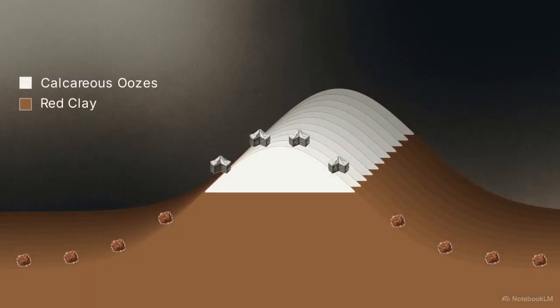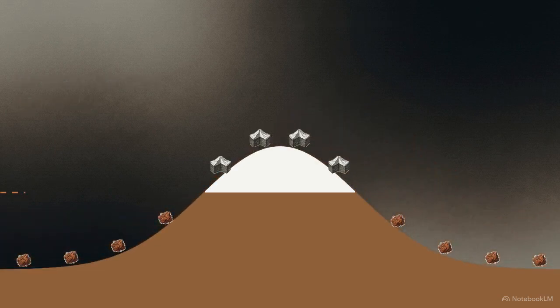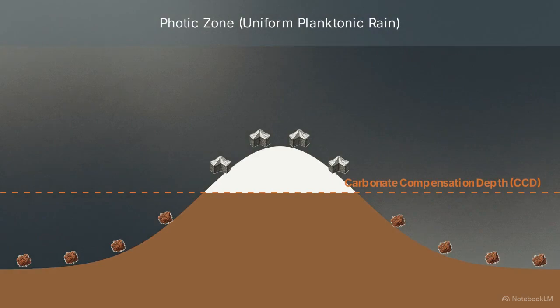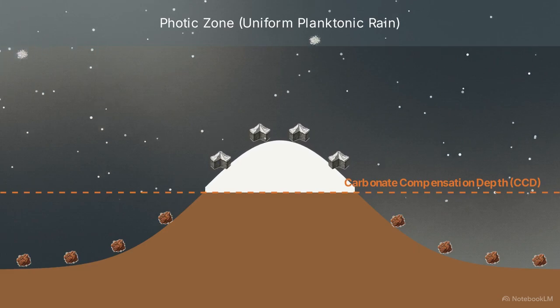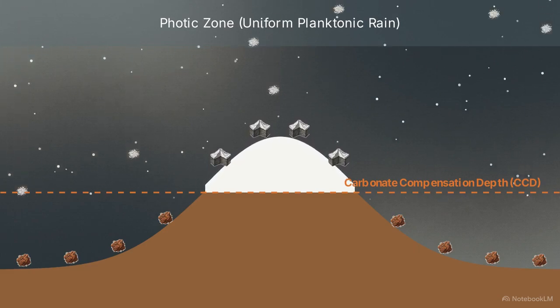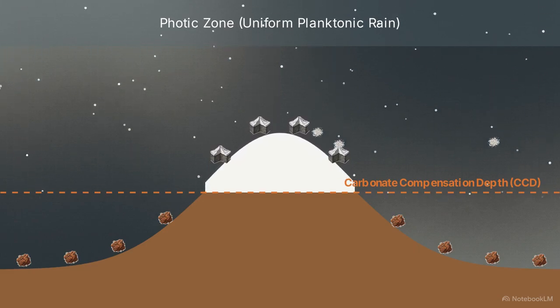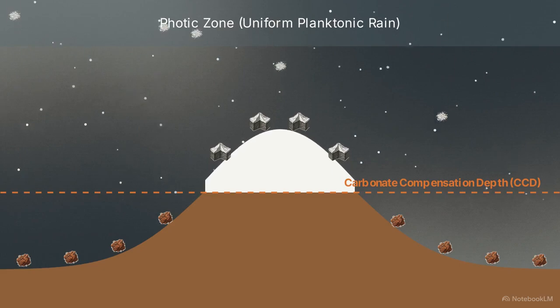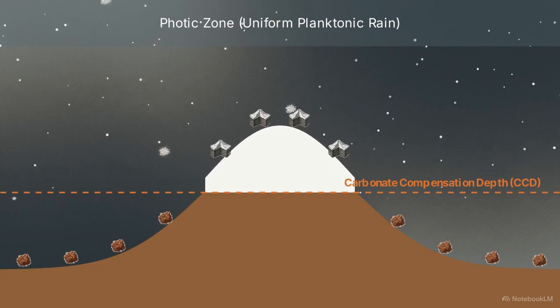rain. This map shows the distribution of sediments across the Pacific Ocean floor, revealing a stark geographical anomaly. The elevated mid-ocean ridges are coated in white, calcium-rich oozes, while the deeper adjacent basins are covered in a deep red clay. This distribution presents a paradox. The surface waters globally are teeming with life, producing a uniform planktonic rain, yet the deepest parts of the ocean floor contain zero trace of calcium carbonate remains.